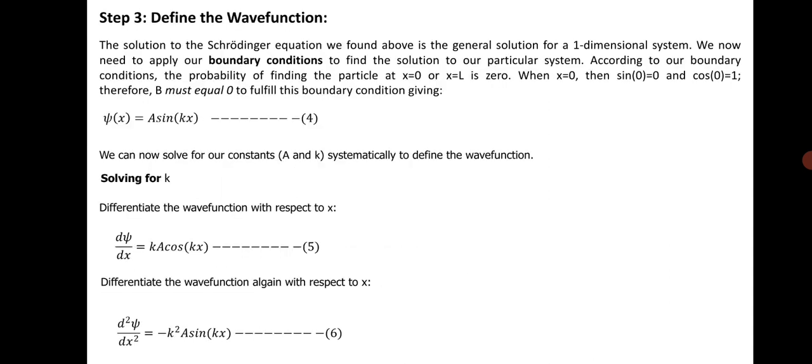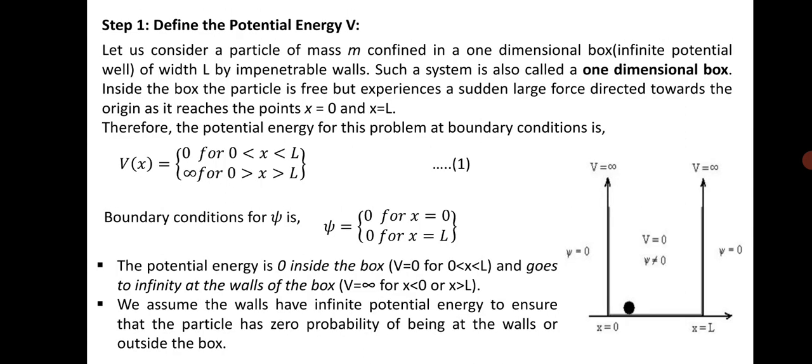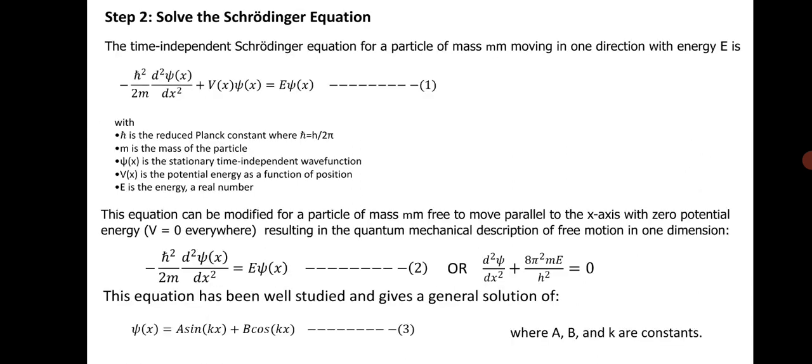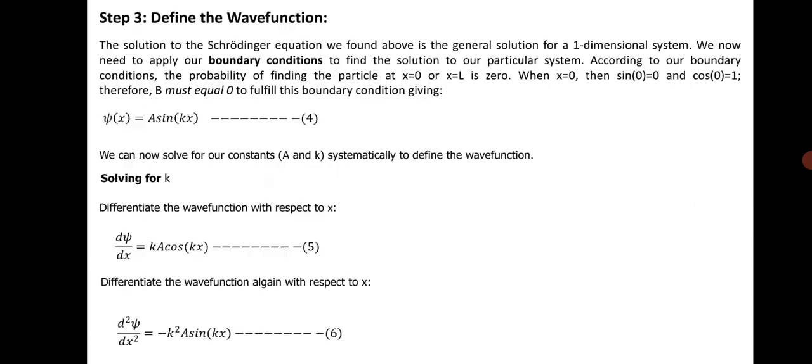Okay. The third step is to define the wave function. So what we have done in our previous steps: in the first step, we defined the potential energy and boundary conditions. In the second step, we solved the Schrodinger equation and obtained a general solution for psi as psi of x is equal to a sin kx plus b cos kx. In the next step, we have to define the wave function.